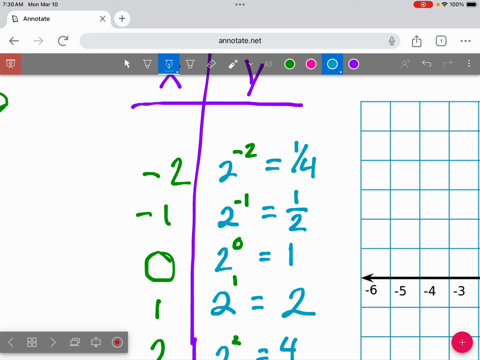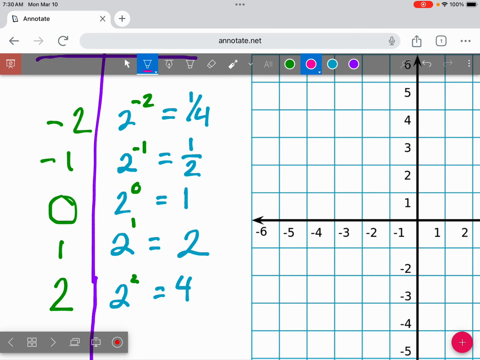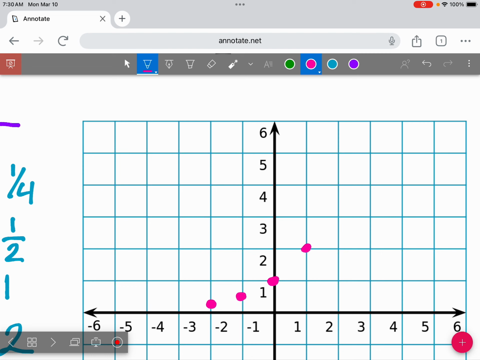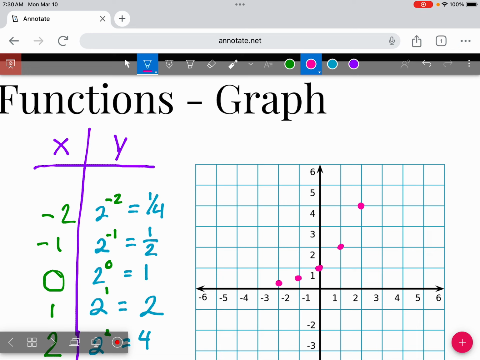So that, again, it gives us points. We've got my -2, 1/4, which is going to be here-ish. -1, 1/2. 0, 1. 1, 2. 2, 4. And we can really see what's happening on the right. This is really going to swoop and go up. Pretty easy to see. What's happening on the left? It's getting smaller and smaller and smaller.